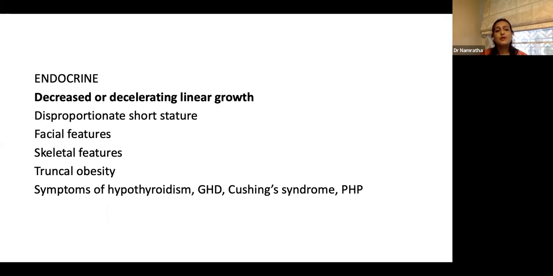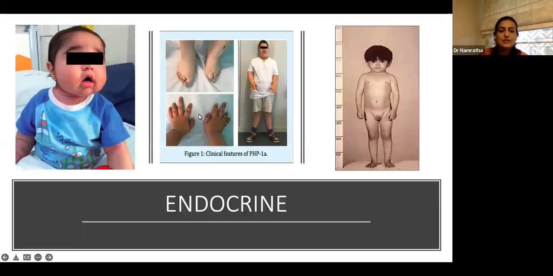So pointers towards an endocrine cause are decreased or decelerating linear growth. They usually have a disproportionate short stature. They can have typical facial and skeletal features, and truncal obesity, of an underlying endocrine disorder. To illustrate, this is a child with exogenous Cushing syndrome who happens to have increased weight gain and the characteristic facial features with excessive cheek pad of fat. So this is a pointer towards Cushing syndrome.